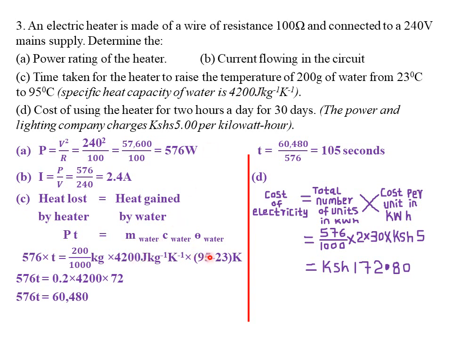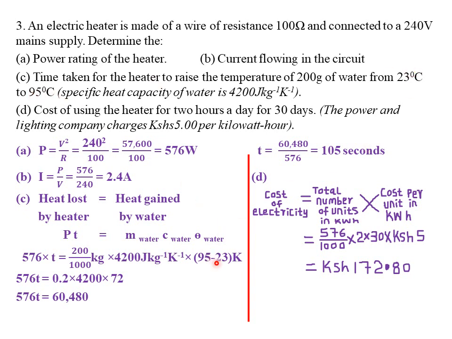Then multiplied by the change in temperature, which will simply be the difference between 95 and 23. So we take 95 minus 23. Remember, when you are computing change in temperature, we don't look at the sign, so it has to be a positive value. You simply take the larger value and subtract the smaller value. We are not interested in the sign of a change, we just need to know the difference between 23 and 95.